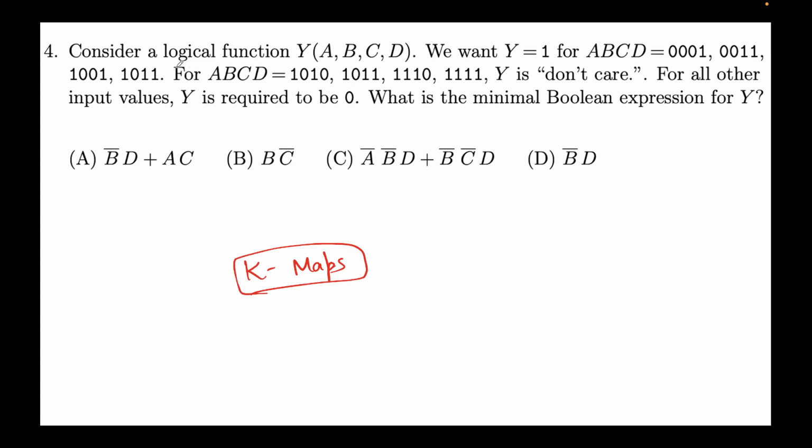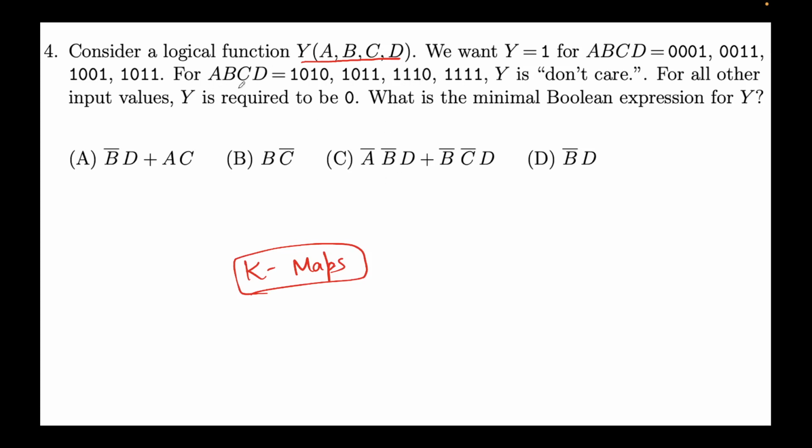The question says: consider a logical function y of a, b, c, d. What this means is that the output is y. It is a function of a, b, c and d. These are the independent variables a, b, c and d, and the output is y. So what we want is y equal to 1 for a, b, c, d equal to these 4 values. So essentially you can create a truth table for this and solve it using that approach also. There's nothing wrong with that. In fact, in this session itself, we'll solve some problems where we are given the truth table and then we obtain the expression. But for this problem we'll stick to the K-maps approach.